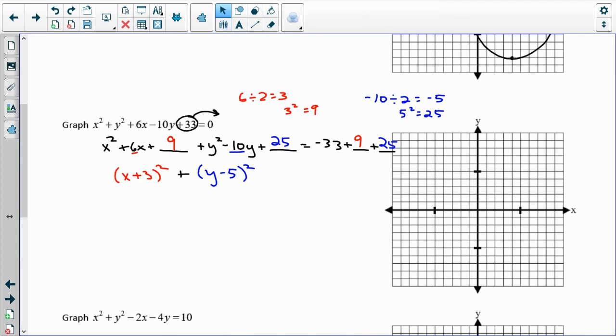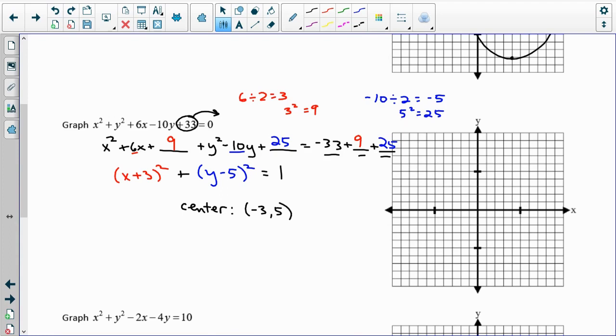So I currently have x plus 3 squared plus y minus 5 squared. And then that's going to equal whatever these three numbers add together to be. So that's 34 minus 33. So that's 1. So I have a center of my circle at negative 3, 5. And then my radius is 1. So I draw a circle. And I now have completed the square and graphed two separate circles.